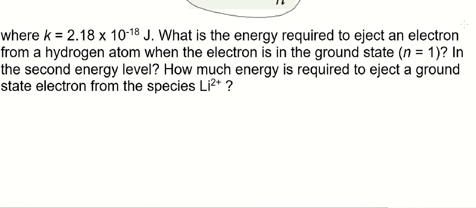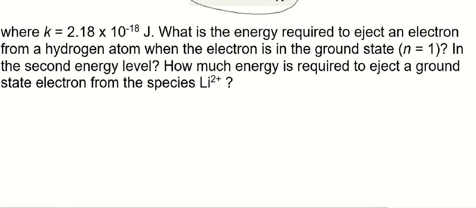All right, let's answer this question. It's got 3 parts to it. Part 1 is: what is the energy required to eject, remove that electron, or ionize, a hydrogen atom where that electron is in the ground state? That's the lowest energy state.